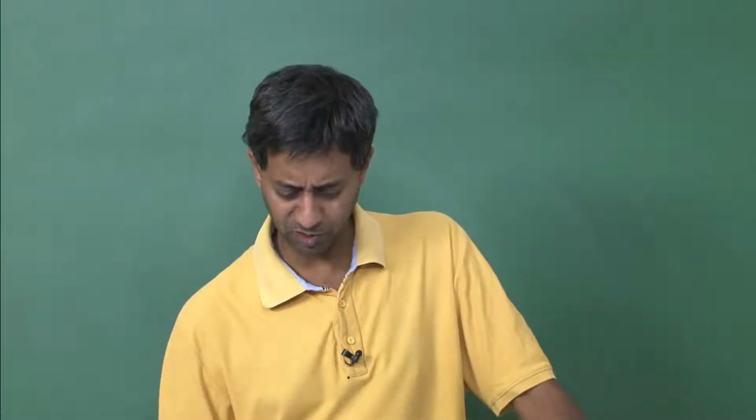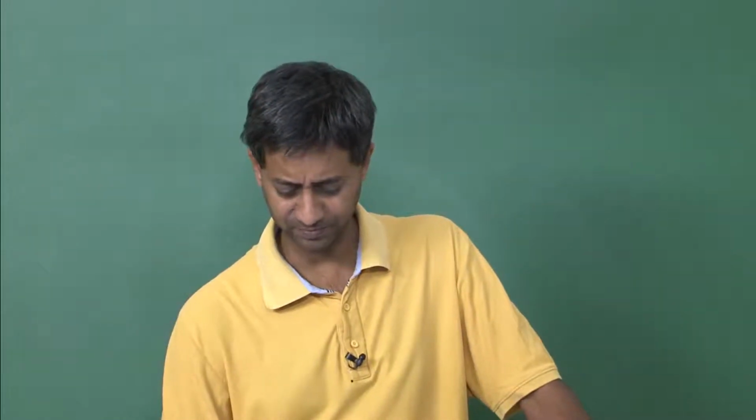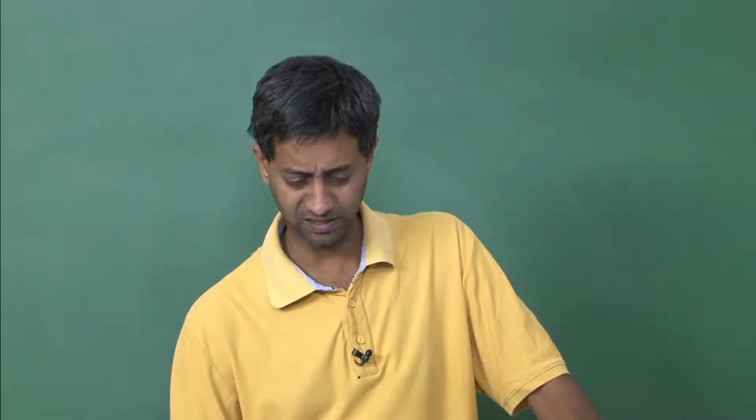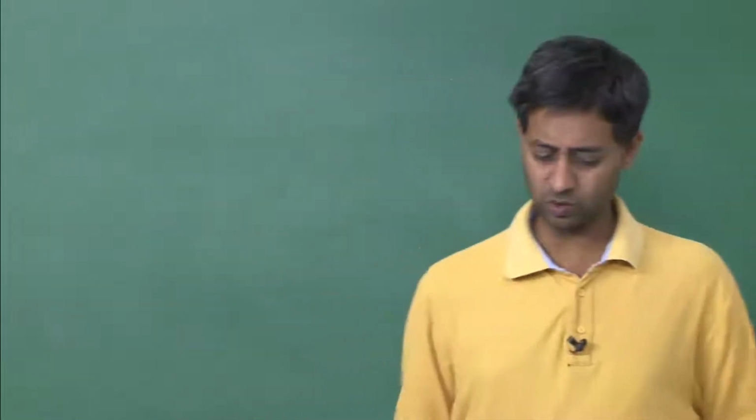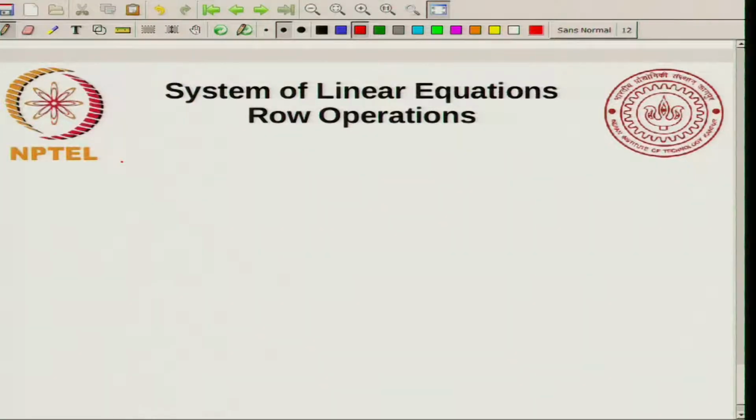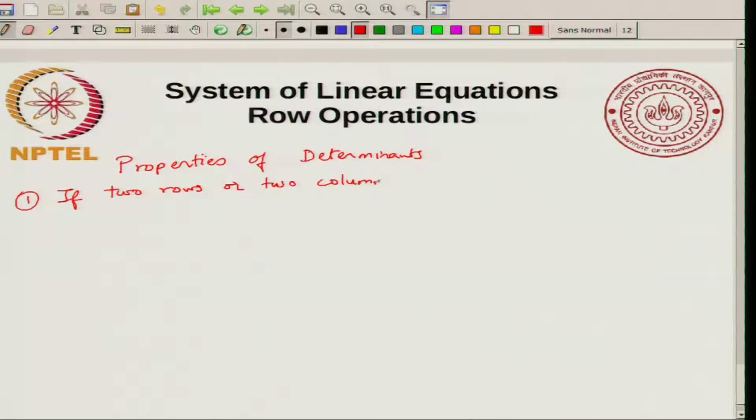Okay. Now, a few more things about determinants. Okay. And then we will stop this discussion. So, suppose you have a matrix. So there are properties of determinants. I will just list them and you can show them easily. Okay. So, first one is that if 2 rows or 2 columns of a matrix are identical, determinant is 0.